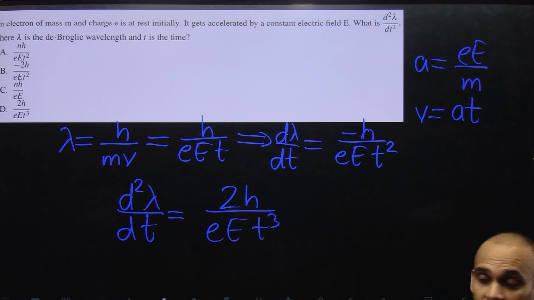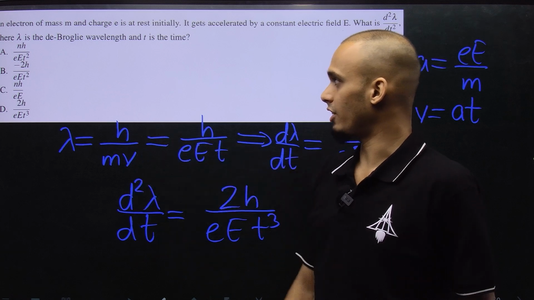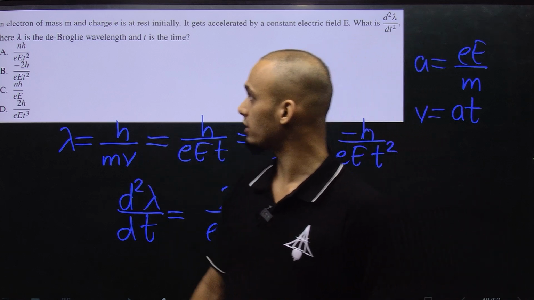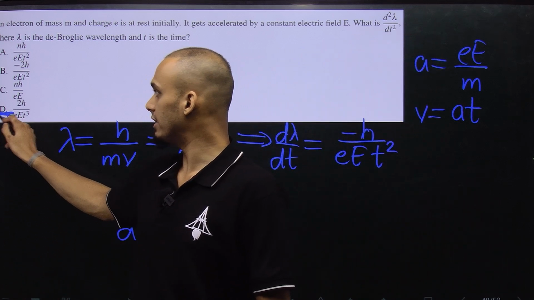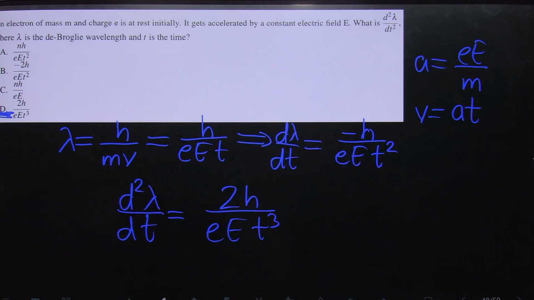Very simple differentiation, very simple manipulation of the de Broglie equivalent. We will easily get 2h upon e E t cube. D will match the answer. Very simple questions in modern physics.